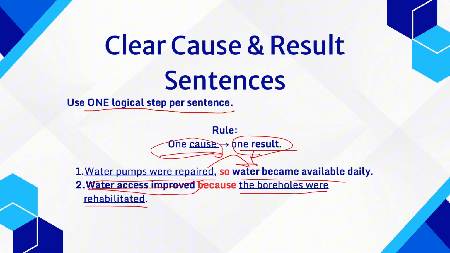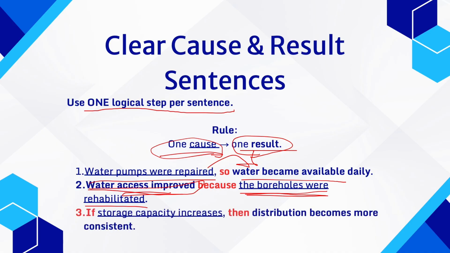So with because, you say the result first, and then what caused it. The cause comes after because. When you see because, you're answering the question why. The boreholes were rehabilitated is the reason why water access improved.